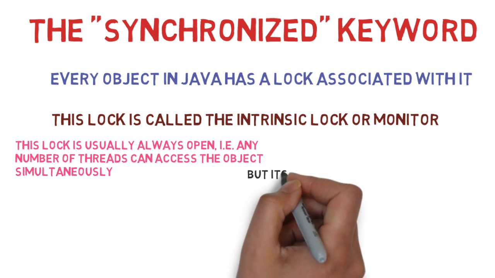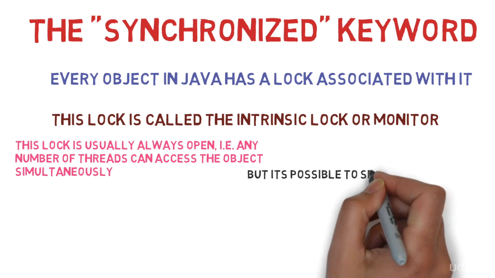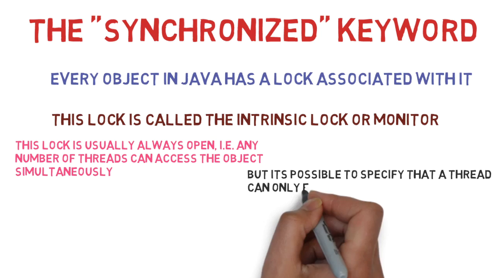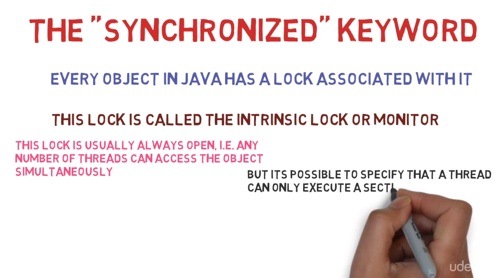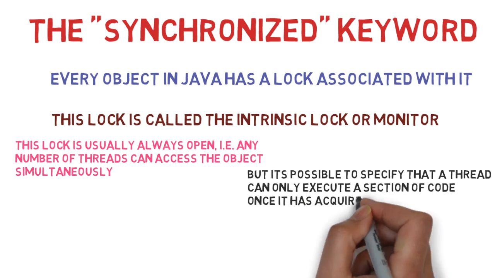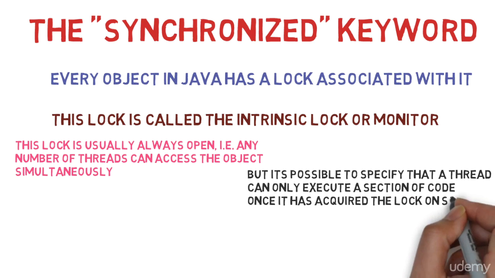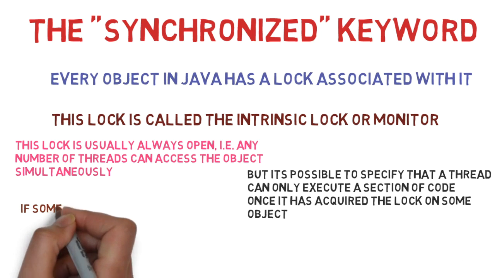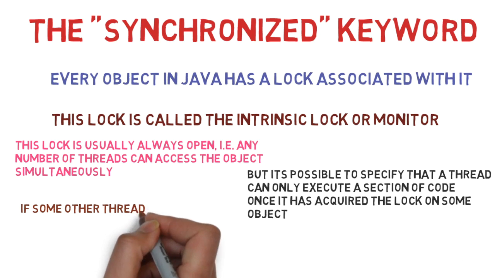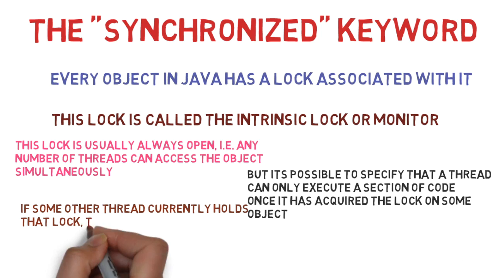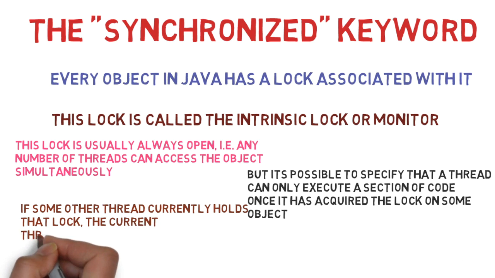However, it's totally possible to specify that a thread can only execute a section of code once it has acquired the lock on some object. So if you go back to our locked room analogy, you can always lock the room, where the room is the section of code that you want to execute and the lock is the object. So you can say that only when a thread has a lock on a specific object, can it execute a particular section of code. So only when a person has a key to the lock on that door, can he enter through and go to the room.